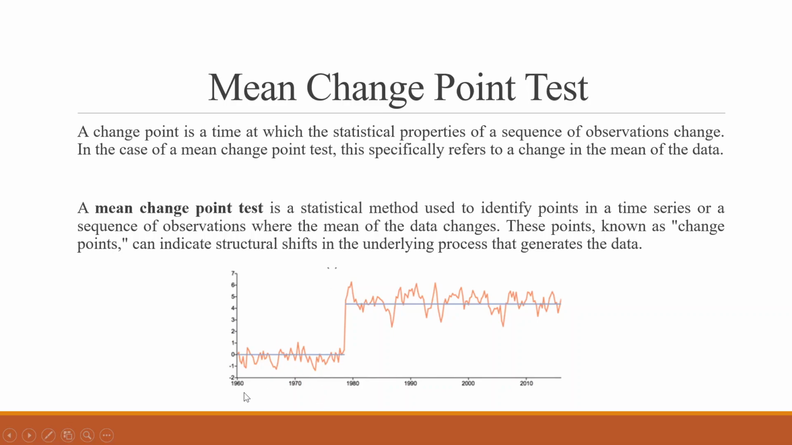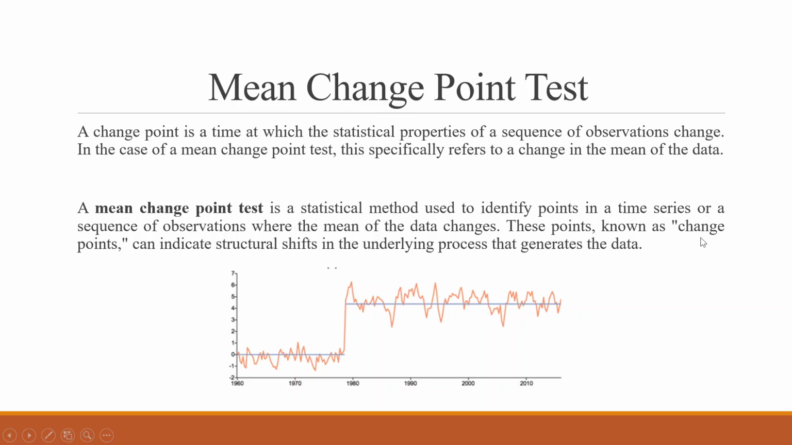You can see here from 1960 to 1980, the mean of this series is indicated by the blue line. After 1980, that is from 1980 to 2015, the blue line, that is the mean, has shifted. This shift in the mean can be because of the change in the government policies or change in the tax regime. So a mean change point test is a statistical method used to identify points in a time series or a sequence of observations where the mean of the data changes.